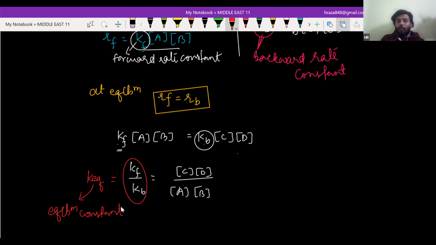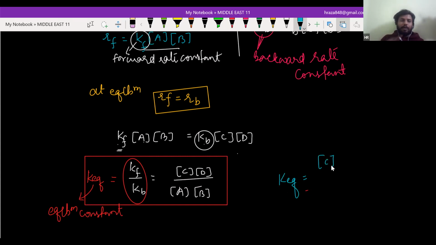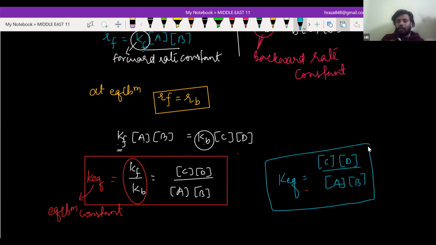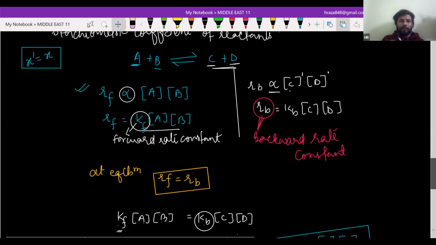So if there is any question asking what the equilibrium constant is, and you are given options like KF upon KB, KB upon KF, KF into KB, just remember that the equilibrium constant is equal to the forward rate constant upon the backward rate constant. We also have a formula for the equilibrium constant: first of all, you write the product side in the numerator and the reactant side in the denominator. So concentration of C into D, concentration of A into B. This is the formula for the equilibrium constant. Please write it, and if you have any doubt, let me know.